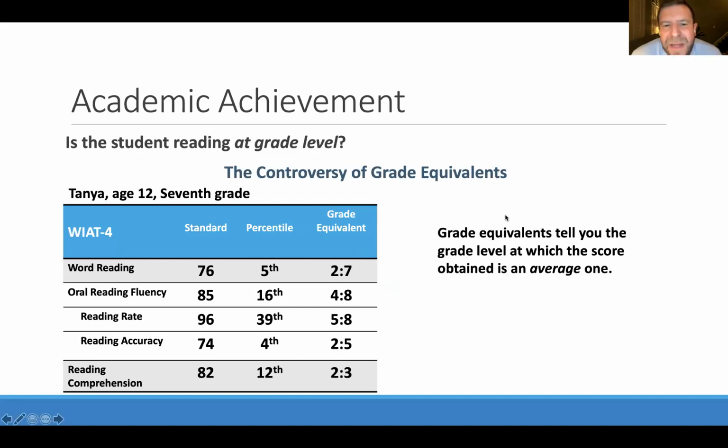But I do want to spend a minute talking about grade equivalence because there's sort of a point of controversy. I've come across it a lot in school meetings, and I think it's really important that we understand what grade equivalence means when we see it in neuropsych testing.